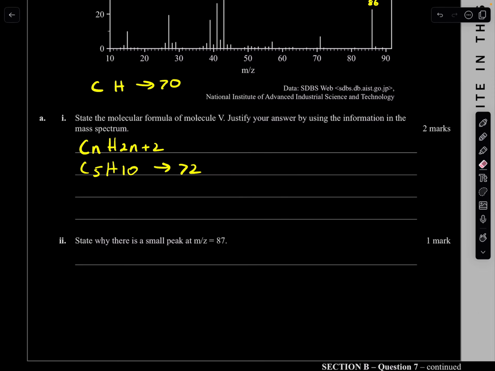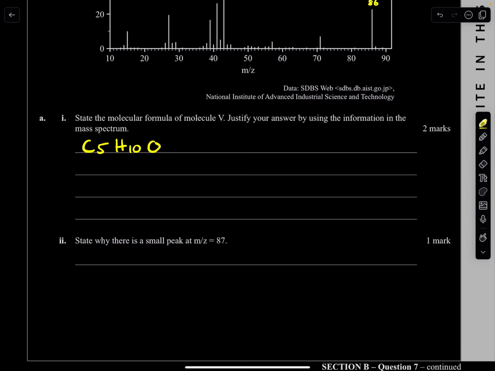So this is our actual molecular formula. Let's write that down. C5H10, and there has to be an oxygen. Let's double check that it equals 86. 5 times 12 plus 10 plus 16 equals 86. Beautiful. So this is the molecular formula for V.